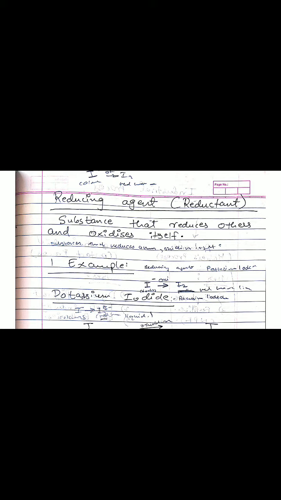The next thing we have is the reducing agent. What is a reducing agent? It is also called a reductant. These are substances that reduce others and oxidize themselves. The only example you have to remember is potassium iodide. The color changes from colorless, because potassium belongs to group 1 and group 1 metals are colorless, to a red brown liquid. Just remember this. That is all we need to understand.